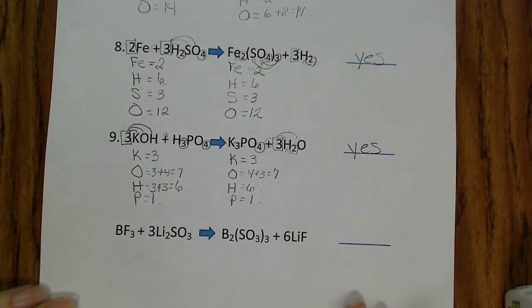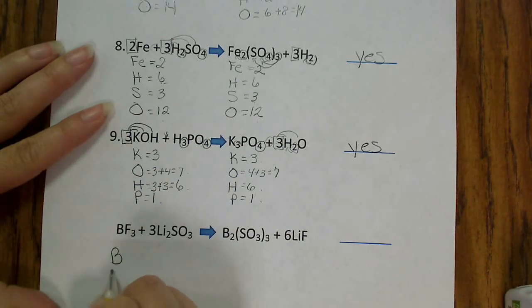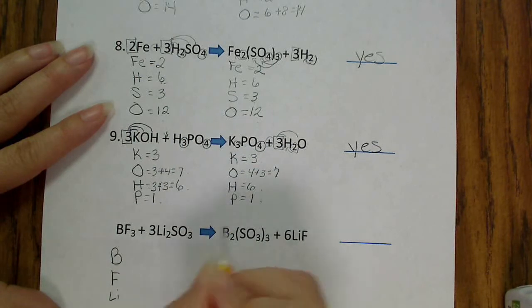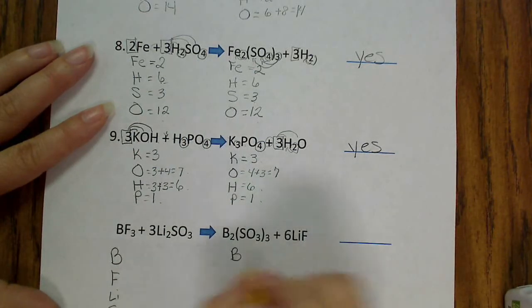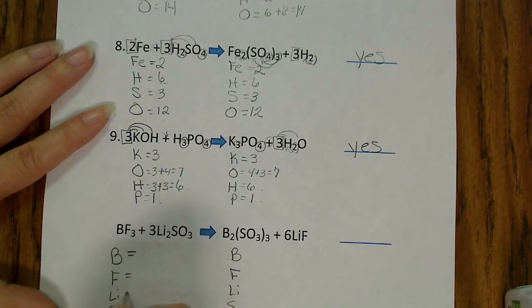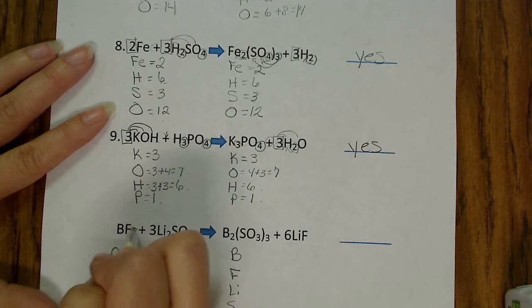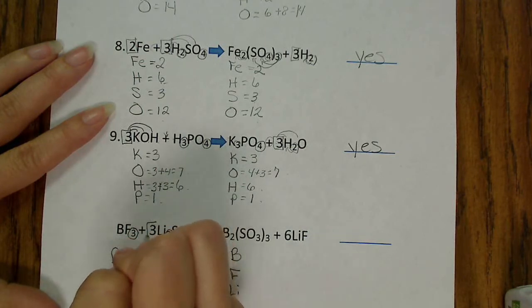And the last one, we have boron, fluorine, lithium, sulfur, and oxygen. Again, on this side we have boron still. We still have fluorine. We still have lithium. We still have sulfur. And we still have oxygen. Next, we're going to look at our subscripts. I have all these subscripts. And I have one coefficient.